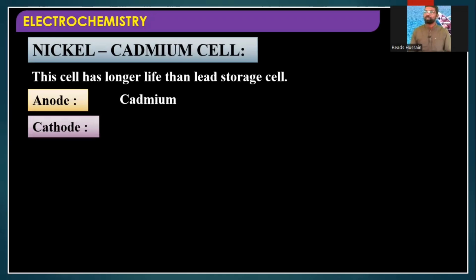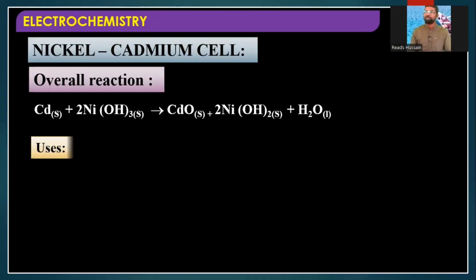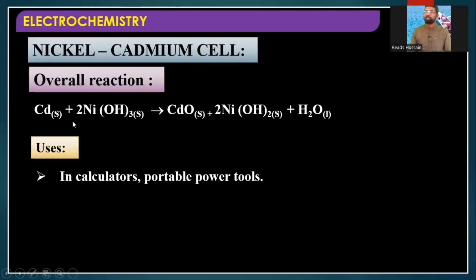In the nickel cadmium battery, anode is cadmium, cathode is nickel oxide, and electrolyte is aqueous solution of potassium hydroxide. As I told you, try to remember anode, cathode, and electrolyte in each of these batteries. Overall cell reaction is this: cadmium plus nickel hydroxide gives cadmium oxide, and nickel hydroxide plus H2O. Where do we use the nickel cadmium battery? In calculators, portable power tools, meaning small electric or electronic devices.